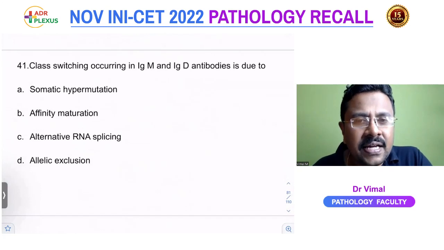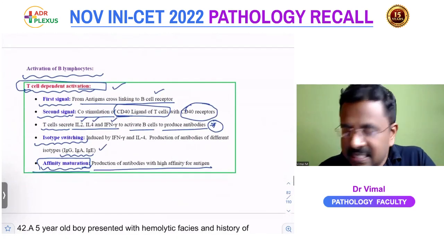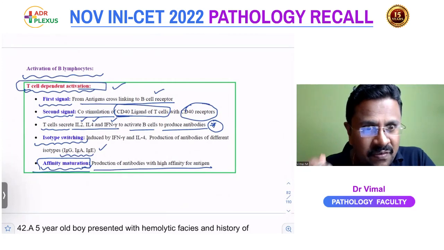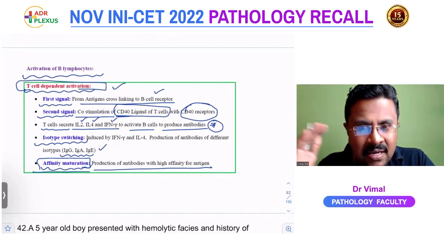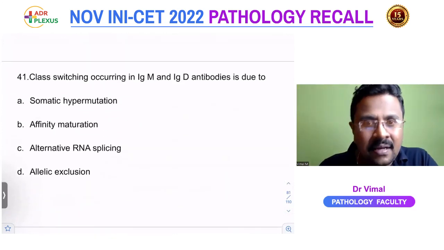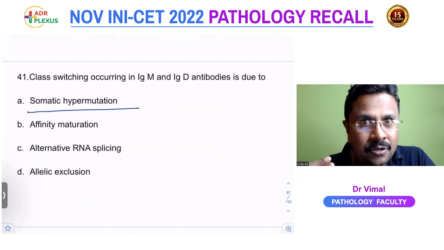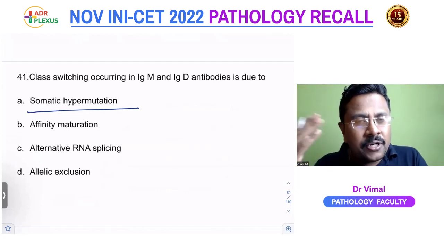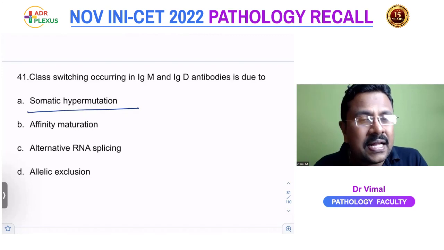Yes, the class switching occurring in IgM and IgD antibodies is due to, if you can see our class notes, we have discussed the mechanism of T cell dependent activation. And here we have discussed about the isotype switching as well as affinity maturation. So isotype switching is nothing but when the antibodies are shifting, there will be production of different classes of antibodies, that is the IgG, IgA, and IgE from the IgM and IgD. That is the class switching. It is mainly due to the somatic hypermutation. So somatic hypermutation helps the body to produce antibodies of different affinity. So this is mainly because of the somatic hypermutation.